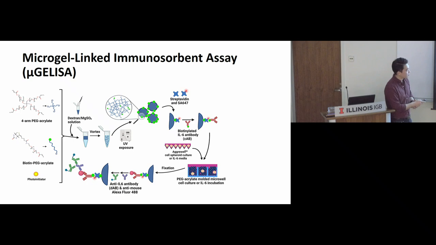And then you add your biotinylated IL-6 antibody that will bind to the streptavidin. Then you either culture this with spheroids or just add media with IL-6, and let them start capturing the IL-6. So now the IL-6 is captured by that antibody, and then you just do your sandwich ELISA. You fix your cells, add your capture antibody, and then detection antibody. And you end up with fluorescence related to the capture of IL-6.